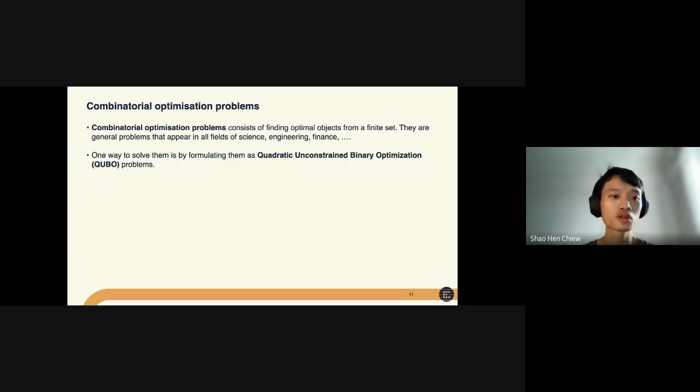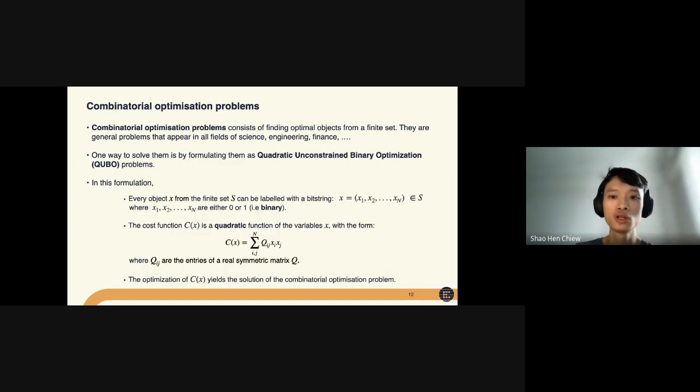An important concept is the concept of these quadratic unconstrained binary optimization problems, or QUBO. We know that combinatorial optimization problems can be formulated as these QUBO problems, which will then allow us to map these problems onto a quantum computer. So I'll explain what I mean exactly in the next few slides.